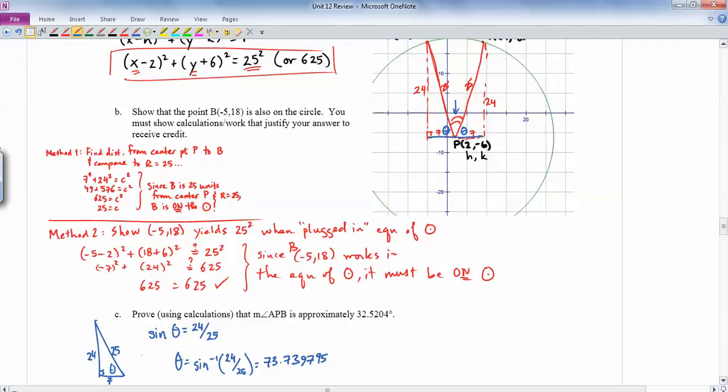Well, I also have this one right here, which is also theta. And this is the angle that I want, and all 3 of these put together have to equal 180. So the angle that I want, APB, is going to be 180 minus both thetas, which ends up being 32.5204.